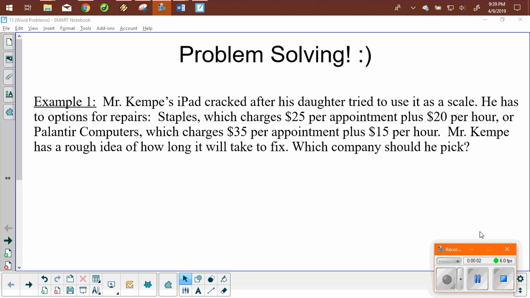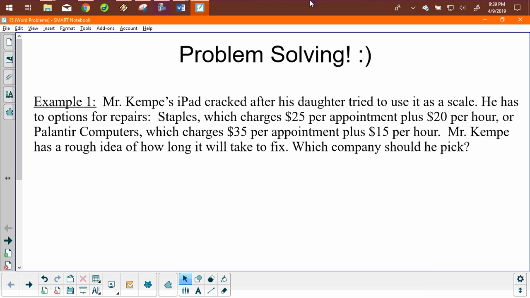Good afternoon, everyone. Today we're going to do some problem solving using linear systems, solving pairs of equations.